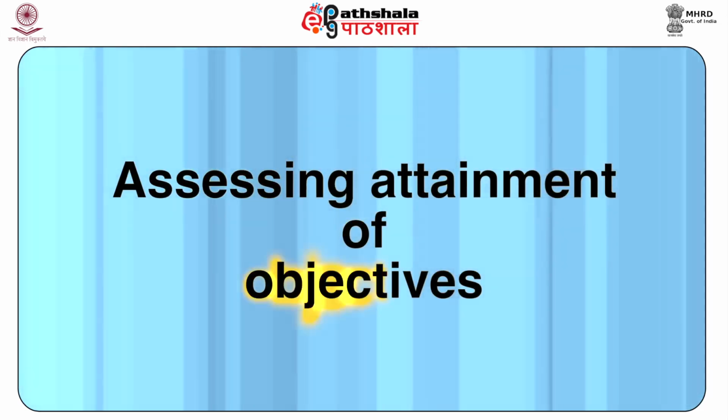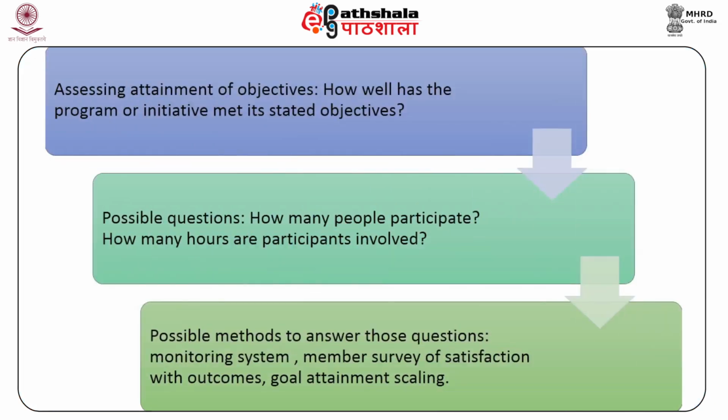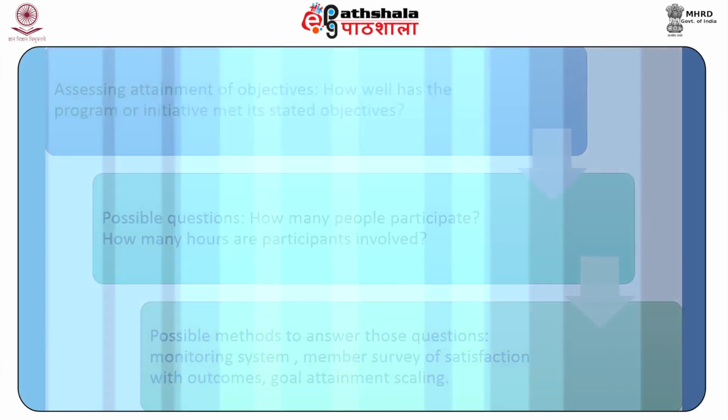Next is assessing attainment of objectives. How well has the program or the initiative met with its stated objectives? Possible questions: how many people participate? How many hours are participants involved? Possible methods to answer those questions: monitoring system, member survey of satisfaction with outcomes, and goal attainment scaling.